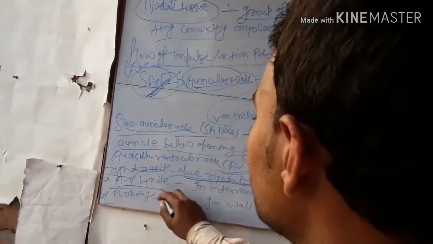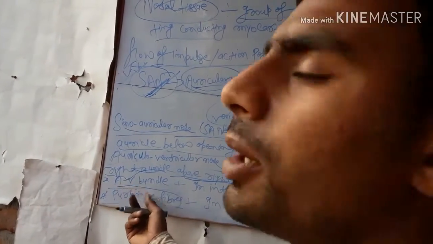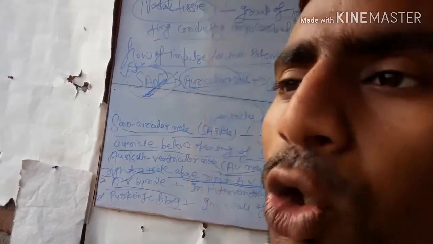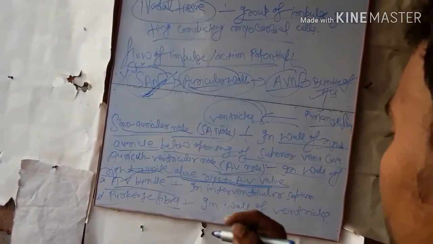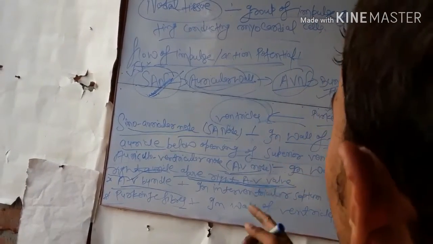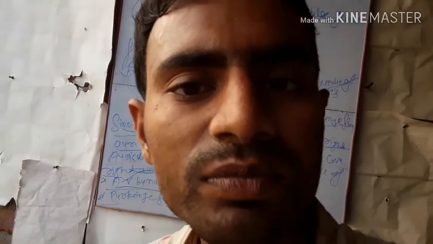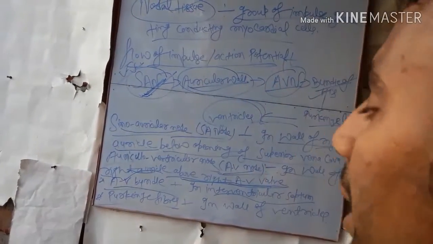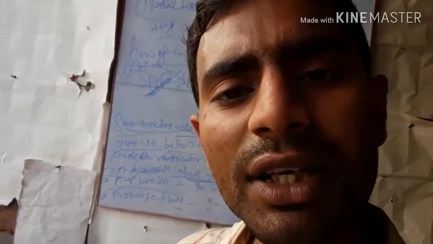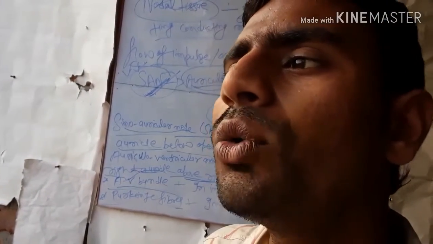After that, what is the AV bundle? This means what is the auricular ventricular bundle? The auricular ventricular bundle is present in the interventricular septum.